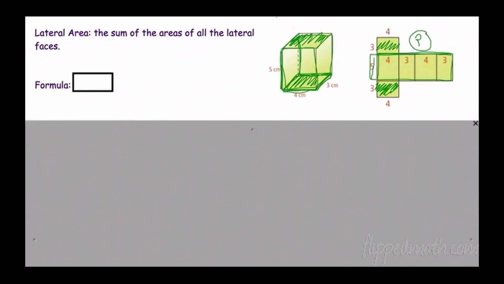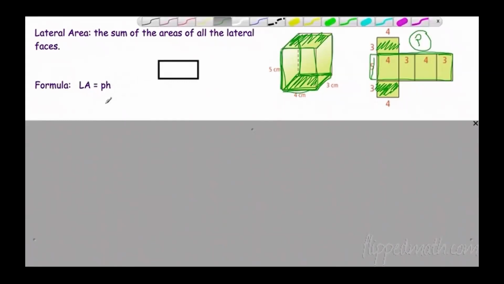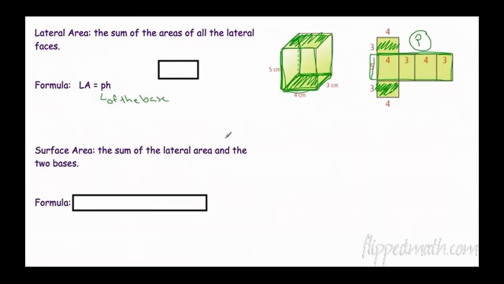And if it sounds like a formula, ladies and gentlemen, it probably is. So the lateral area of a right prism is perimeter times height. And remember, this perimeter is the perimeter of the base. All right? We'll talk more about that in a second. We'll do one. Now let's take a look here.